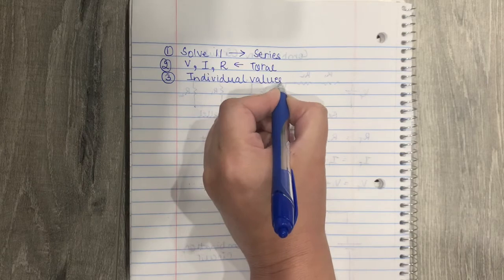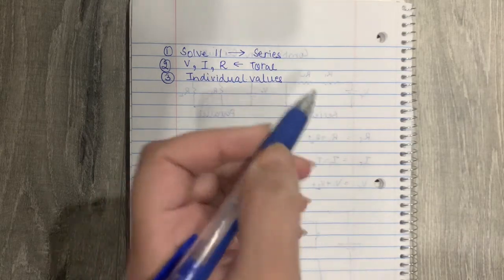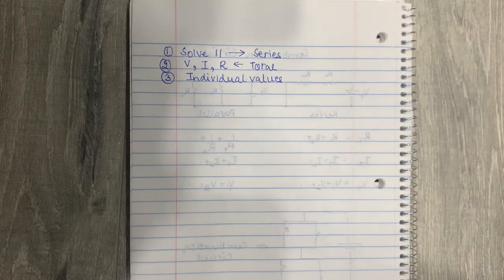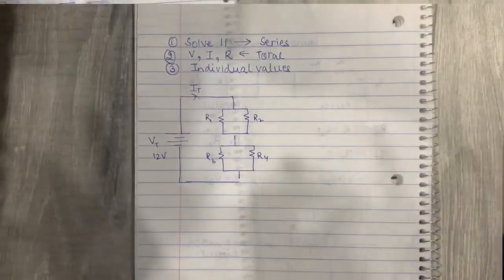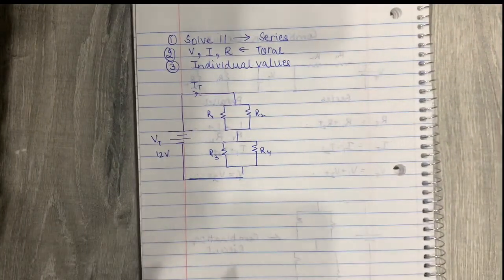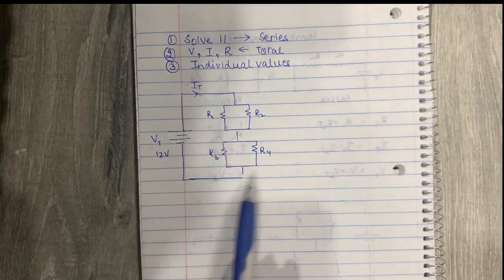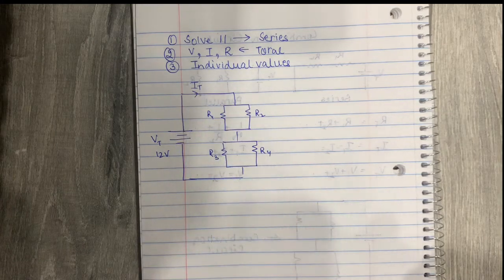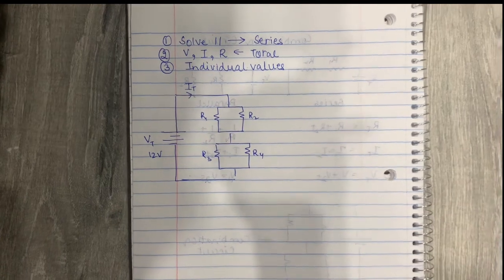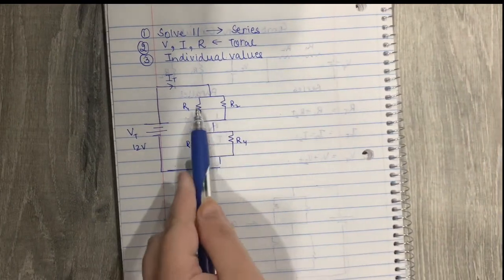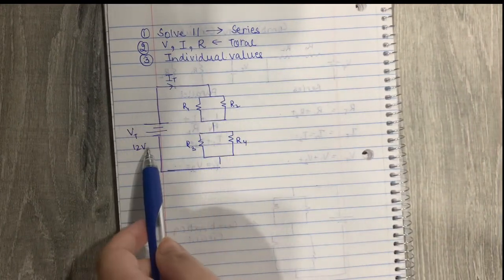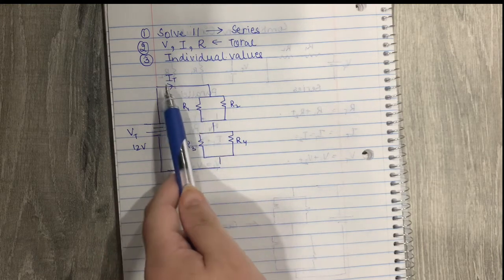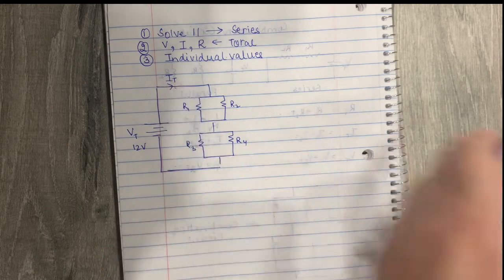So let me show you an example. Let me draw a circuit and then I can explain it to you a bit more. Okay, so here I've made a combination circuit, the one that I used before as well. If you can see clearly, it has 4 resistors. A total voltage of 12 volts is given, and I've shown with an arrow where the current flows.